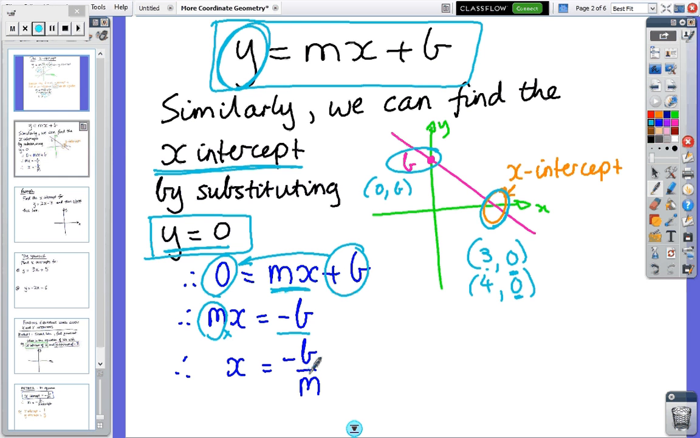So this little formula is useful. The x-intercept is always minus b over m. b is the y-intercept and m is the gradient. So copy that down when you're ready to come across.